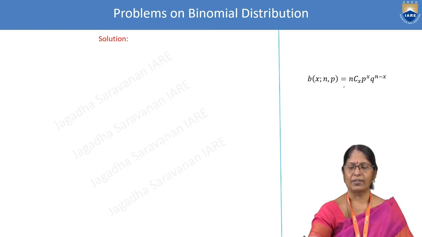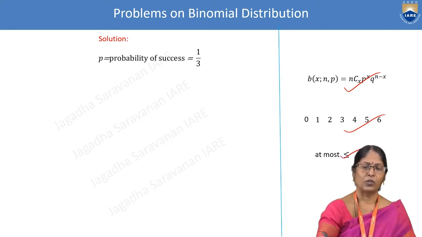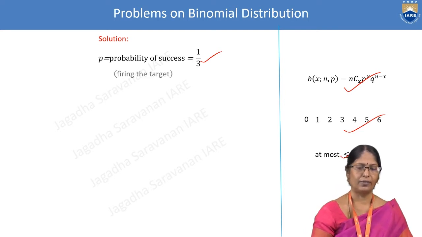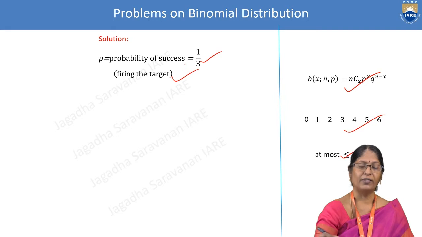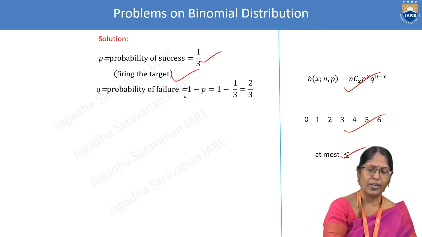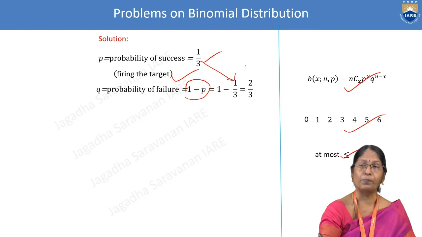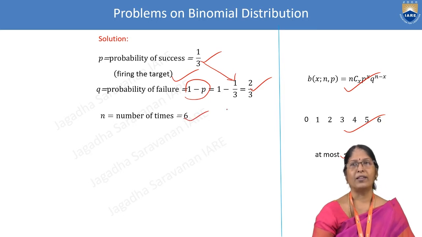Now the solution. This is the binomial distribution formula. The man is firing 6 times. The P given in the question, that the man hits the target with probability 1 by 3, we accept as the probability of success, since hitting the target is success. Q, we know, is 1 minus P, which is 2 by 3. N, the man is firing 6 times, so n equals 6.